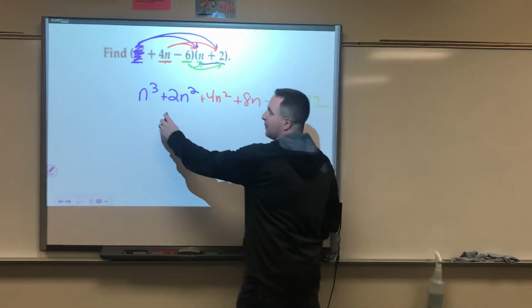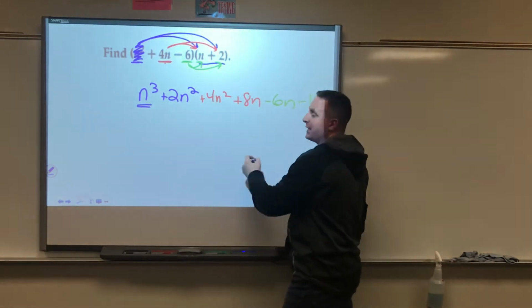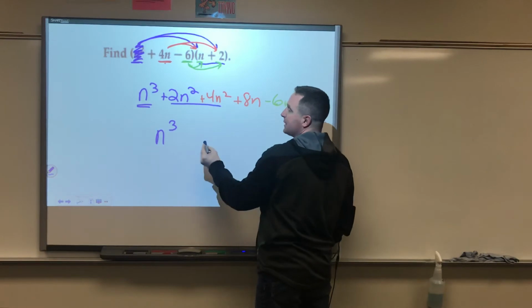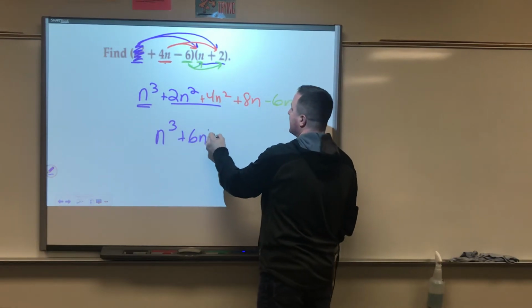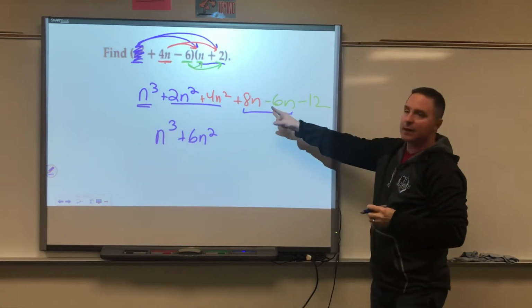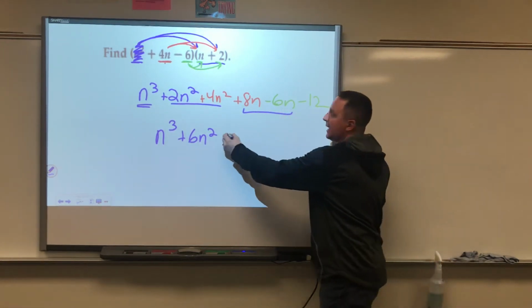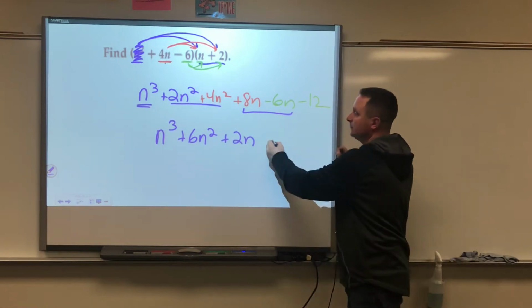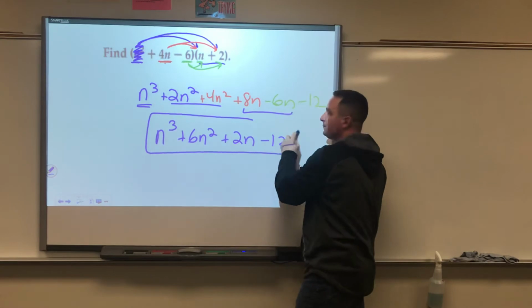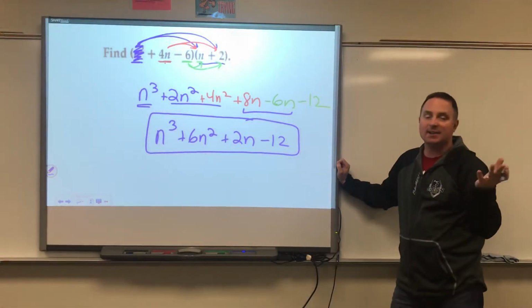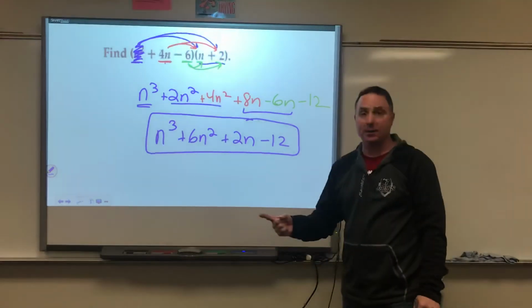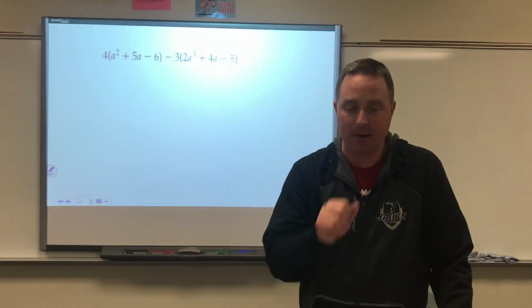And like I said before, I like the biggest one first. I don't see any other n cubes. It's going to stay n cubed. 2 plus 4, that gives me 6n squared. Those are like terms. These two guys are like terms. 8n minus 6n is 2n. And then minus 12. And there we have it right there. So once again, it's just a glorified distributive property problem. Be careful with your signs and be careful with your exponents.